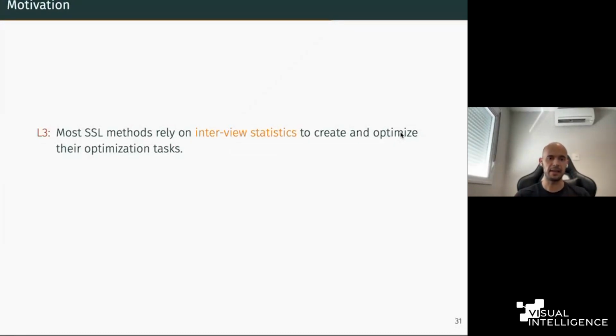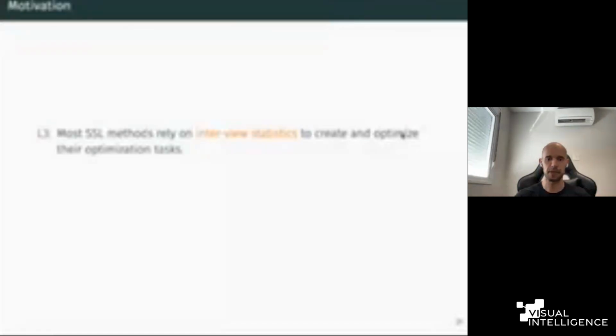But as you can see, the information comes from a single source image. Even though the two views might look different because of the geometric transformations you applied, the statistics come from a single image whatsoever.